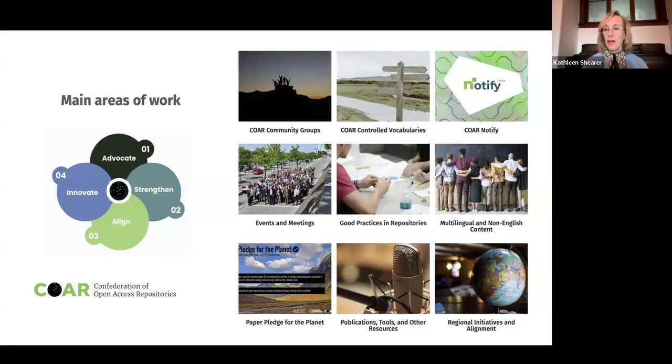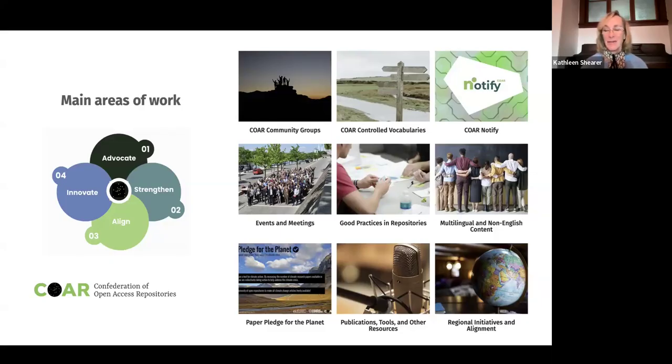And then the third area is alignment, and this is about interoperability, which is actually critical for the global repository network, because our vision is not just about many repositories living in silos in the international ecosystem, but it's about actually being able to build services on top of the collective content of repositories. And the only way you can do that is if repositories are interoperable and have certain kind of common behaviors. And then the fourth area is innovation.